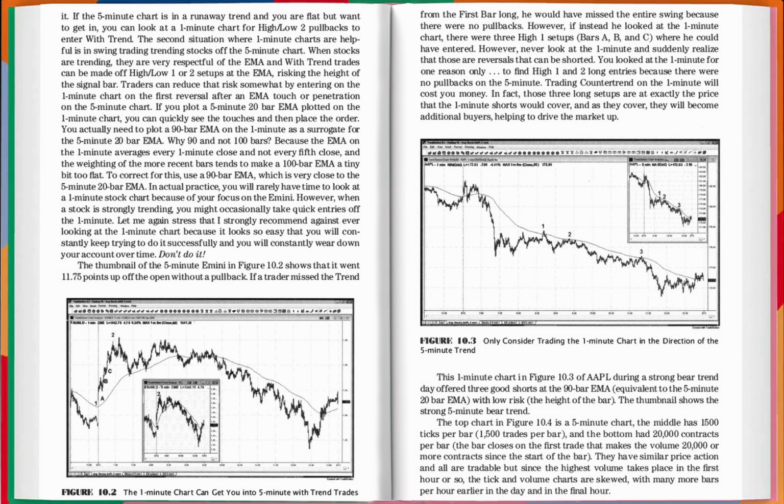The top chart in figure 10.4 is a 5-minute chart. The middle has 1,500 ticks per bar, 1,500 trades per bar, and the bottom had 20,000 contracts per bar. The bar closes on the first trade that makes the volume 20,000 or more contracts since the start of the bar. They have similar price action and all are tradable, but since the highest volume takes place in the first hour or so, the tick and volume charts are skewed, with many more bars per hour earlier in the day and in the final hour.